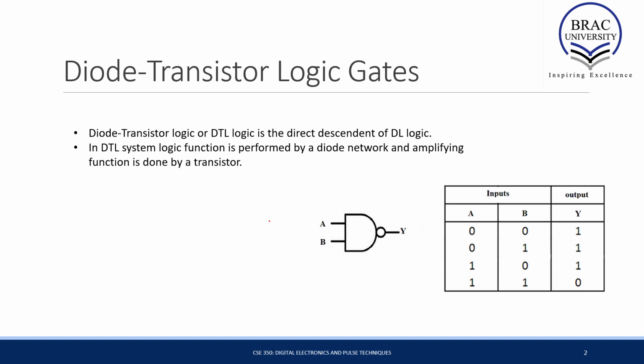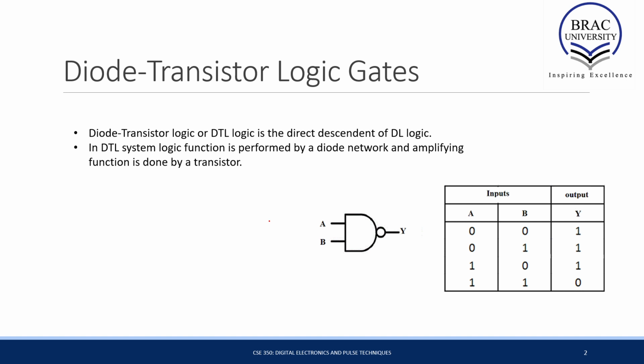Welcome to experiment 2 of the CSE 350 lab. In this lecture, we will be simulating direct transistor logic gates, or DTL gates. Direct transistor logic is the direct descendant of diode logic. We use DTL because DL systems can't design all types of gates, for example, the inverter discussed in experiment 1.